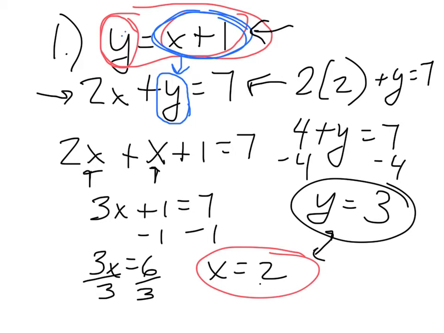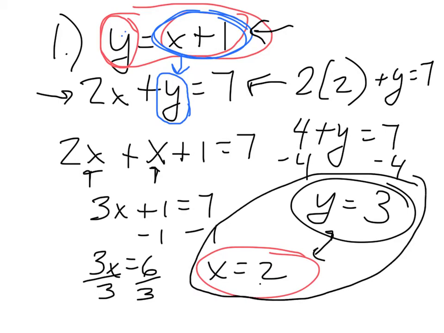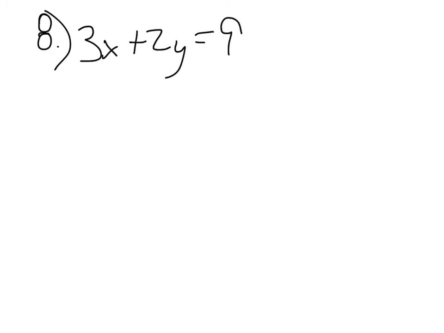Again, I will repeat, if I looked at the original equations, I could graph those two equations. Those two lines would cross exactly at this point. Let's do another one. Let's look at something like number 8. Number 8 shows 3x plus 2y equals 9, and then x plus y equals 3.